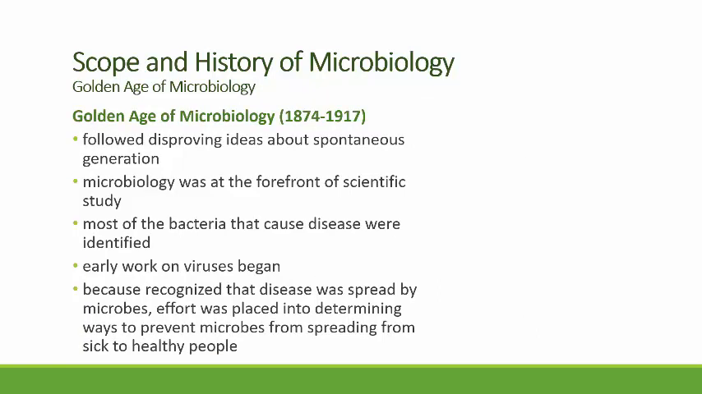All right, so now we can describe the golden age of microbiology. If we were to try to put a timeline to this, it would be from about 1874 to about 1917. This was the point at which ideas about spontaneous generation had been disproven, and microbiology became the cutting edge of biology, especially because we were beginning to recognize, thanks to Koch and his work, how to isolate the causative agents of disease. Most of the bacteria that cause disease were identified during this time. And early work on viruses and viral-borne diseases was also begun. So it was the time during which we really were figuring out where disease really came from.